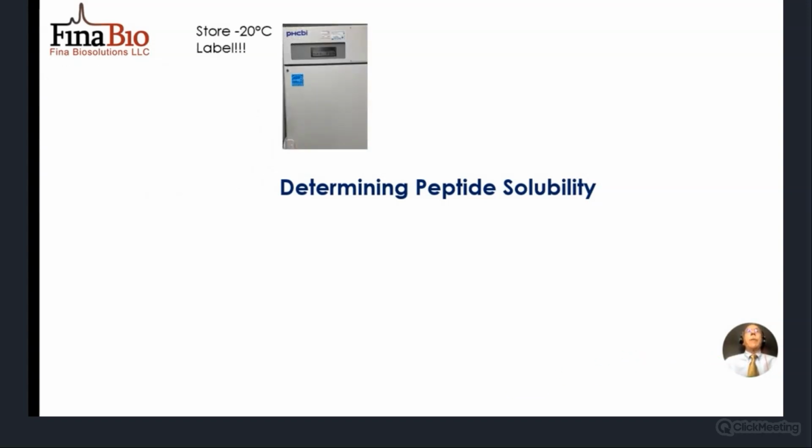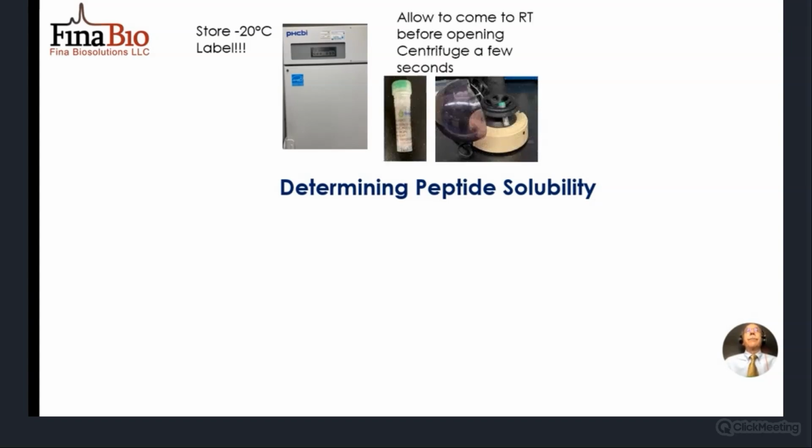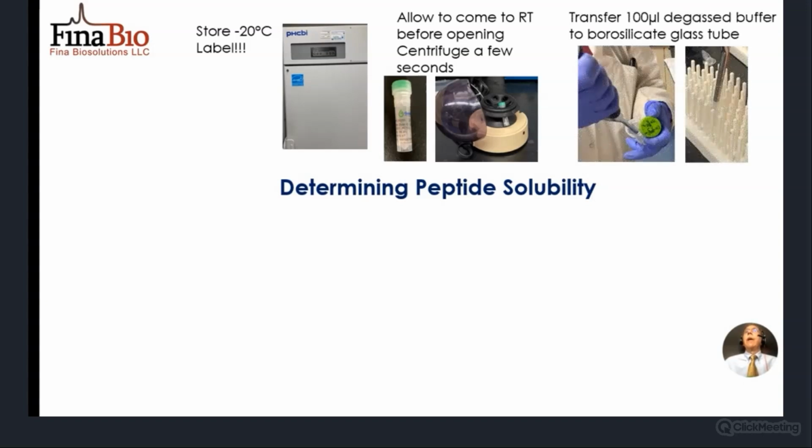So we store our peptides at -20 degrees. You want to make sure that you can find it again. We get a lot of peptides coming through. We label it and label what the purpose of the project is, that is what protein it's going to be on, and who it came from. After you allow it to come to room temperature, we recommend centrifuging it for a few seconds to get all the powder on the bottom of the tube.